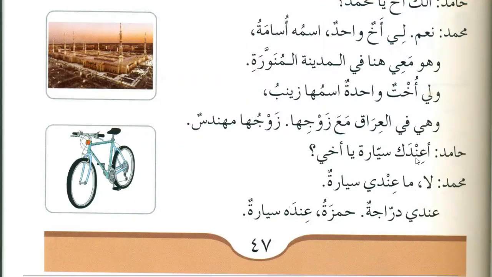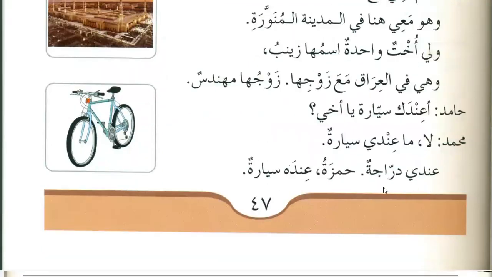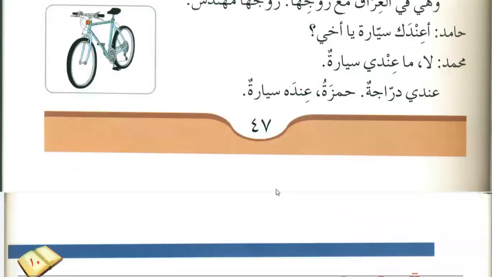Hamid: A indaka sayyaratun ya akhi? Do you have a car, my brother? Muhammad: La, ma indi sayyara. I don't have. Ma means not. Ma indi sayyara, no, I don't have a car. Indi darraja. I have a bicycle. Hamza, indahu sayyara. Hamza, he has a car.